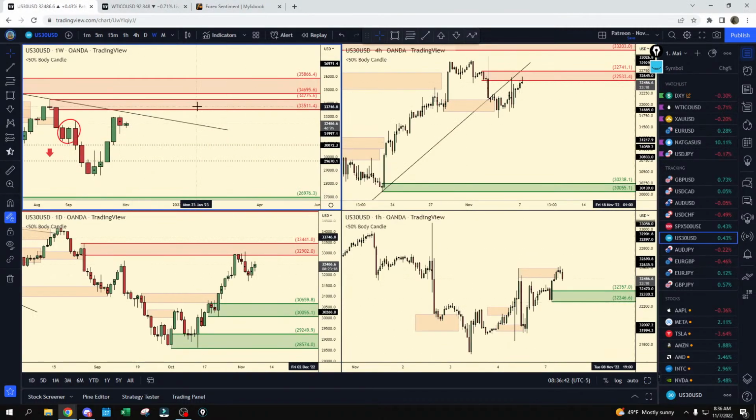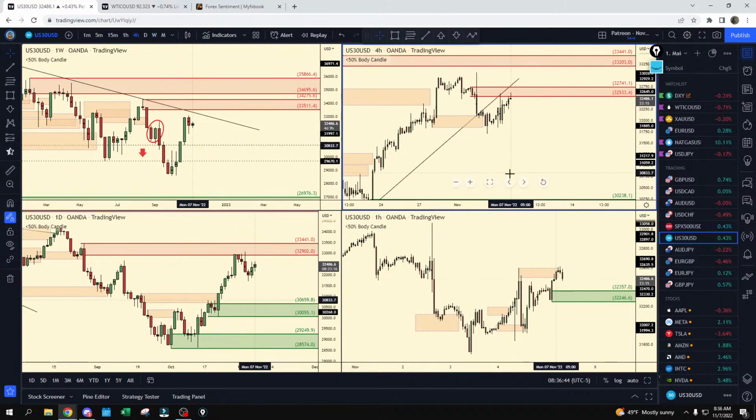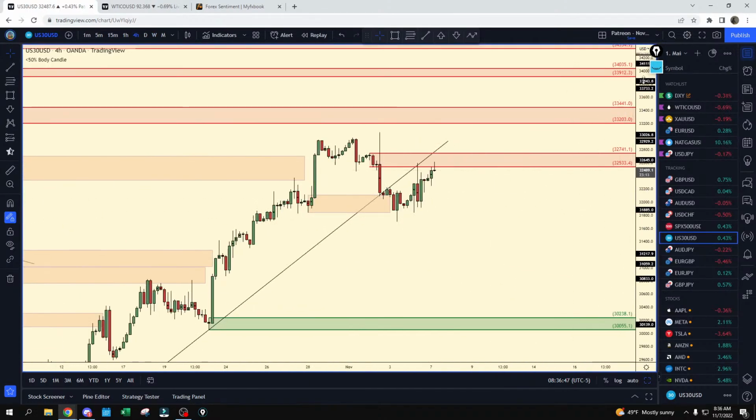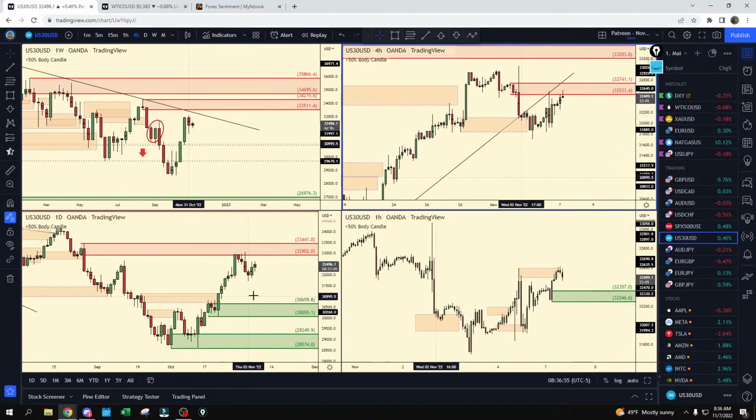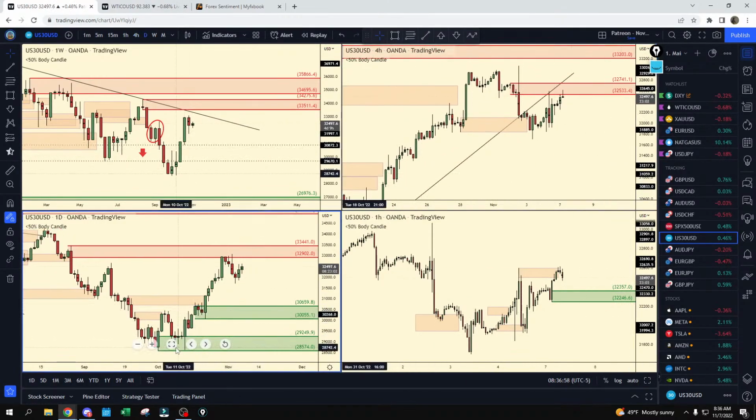I'd rather look for shorts, but I'm just not really seeing any evidence of shorts. We did lose momentum on the 4-hour chart, and we reacted off of this 4-hour supply zone pretty good, but clearly price is starting to push up again. So it is a very confusing time, I will admit.